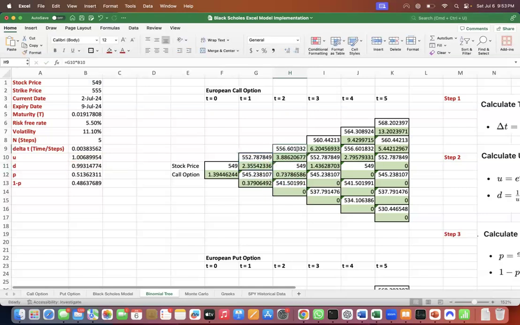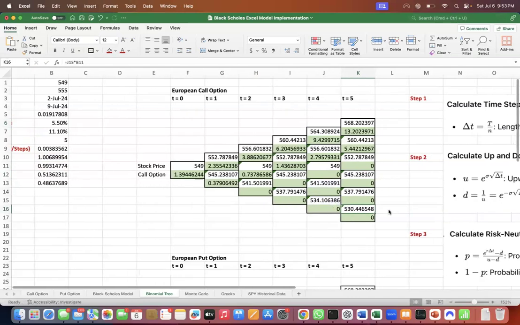So we'll construct this tree. At this node it will go up, it will go down. At this node it will go up, it will go down. Similarly, at this node it will go up, down. And similarly, you'll just build the tree of up and down movement of the stock price. This is how the prices of your stock will look at t equal to 5, with your up and down movement.